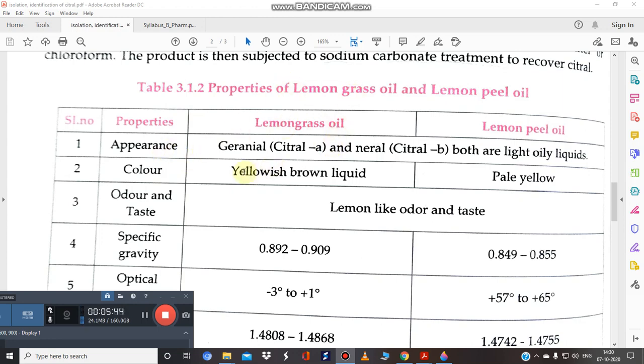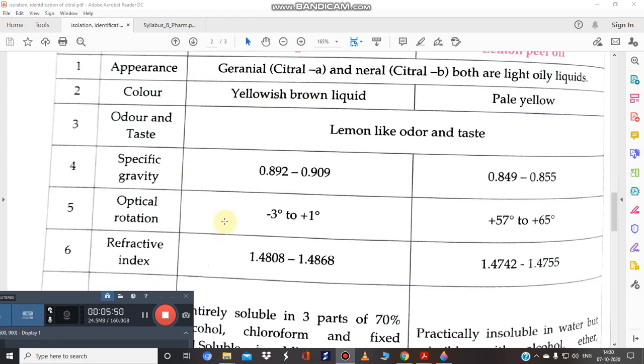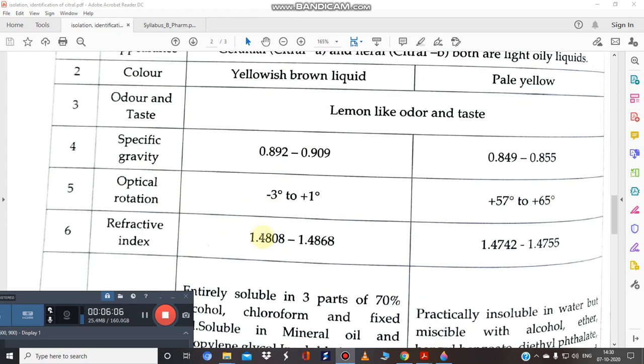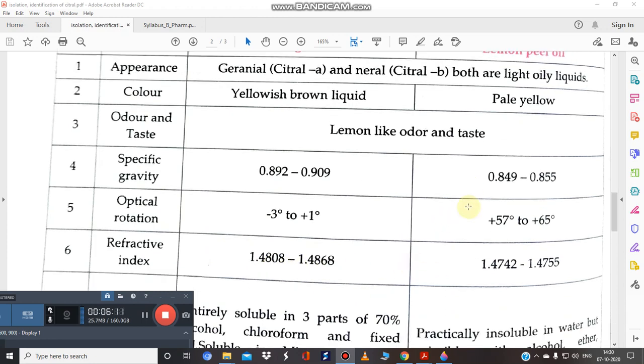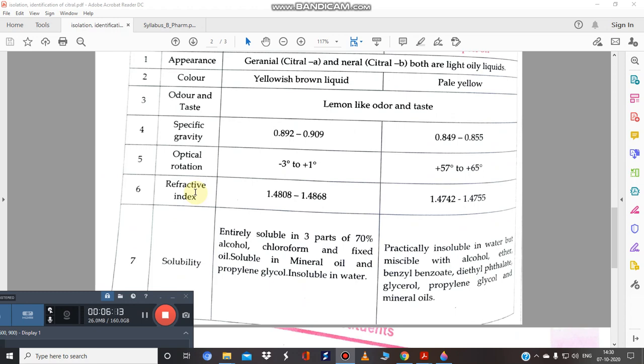Let's talk about the properties of the lemongrass oil. The color is yellowish brown liquid, whereas the lemon peel oil is pale yellow. It has a particular specific gravity. You basically don't have to remember this, but at least go through this table once and try to recall two to three things from it. The refractive index in the case of lemongrass oil is 1.4808 to 1.4868, where it is quite less in the lemon peel oil.